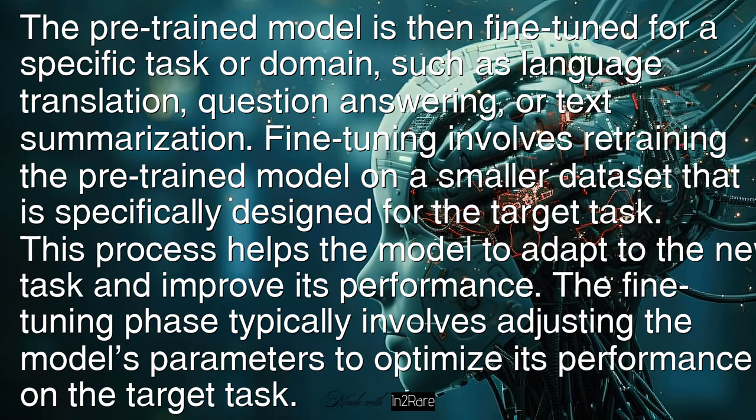The pre-trained model is then fine-tuned for a specific task or domain, such as language translation, question answering, or text summarization. Fine-tuning involves retraining the pre-trained model on a smaller dataset that is specifically designed for the target task. This process helps the model to adapt to the new task and improve its performance. The fine-tuning phase typically involves adjusting the model's parameters to optimize its performance on the target task.